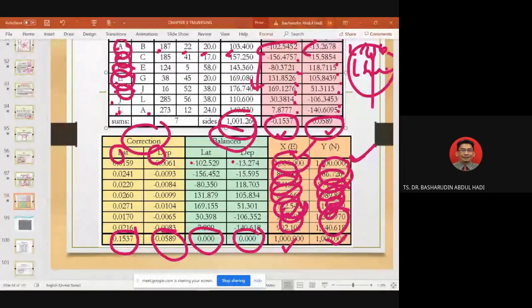with 1000, 1000, A. You start with 1000 and 1000, and coming back to A is 1000, 1000. That means this exercise is finished. How you are doing a Bowditch method to solve this one using the coordinate system. Okay, still remember that? Latitude and departure, northing, easting.